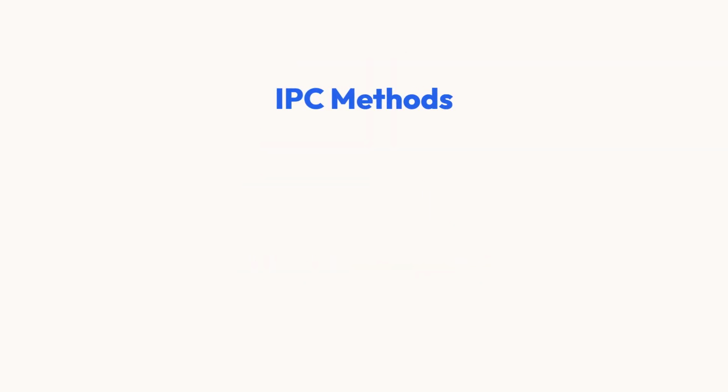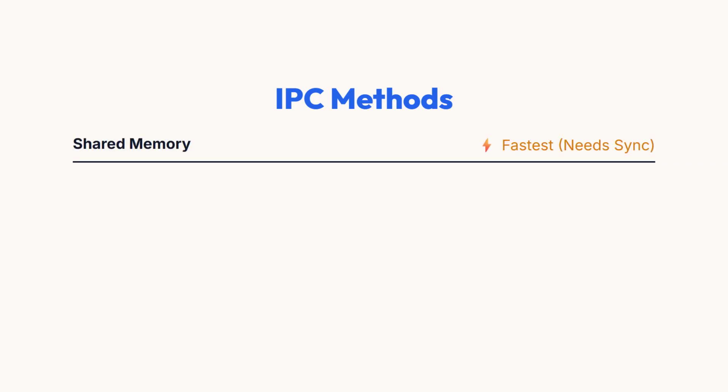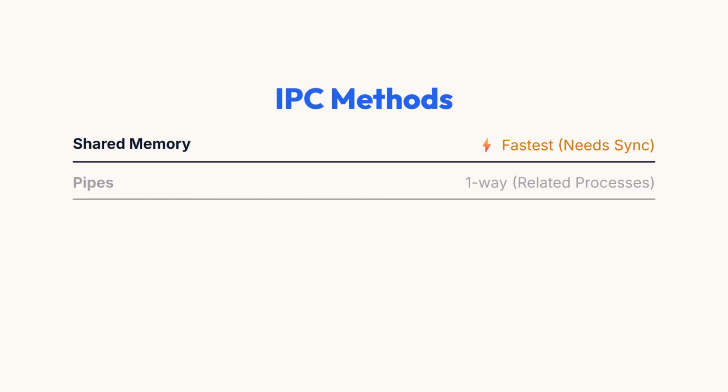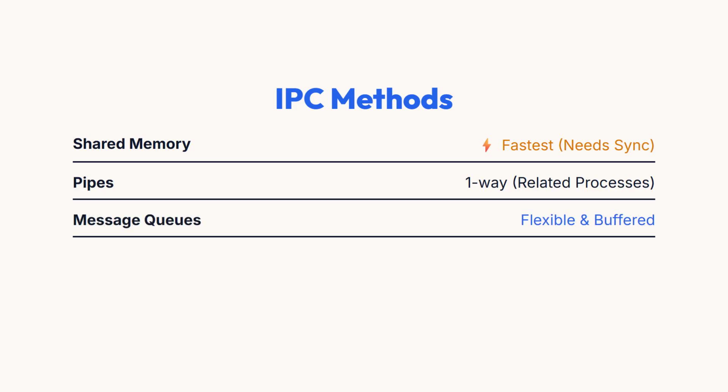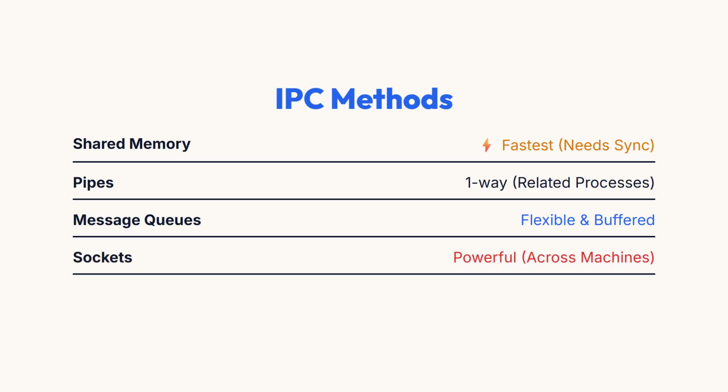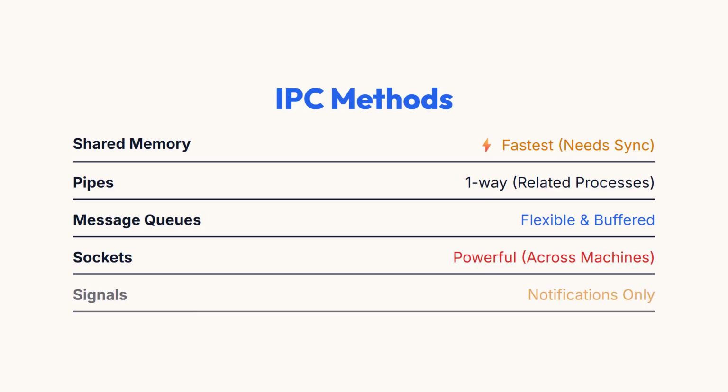Now let's quickly compare all of them. Shared memory is fastest, but requires careful synchronization. Pipes are simple, but limited to one direction and mostly related processes. Message queues are more flexible, because messages are stored and structured. Sockets are the most powerful, because they can work across machines. Signals are just notifications, not meant for data transfer.